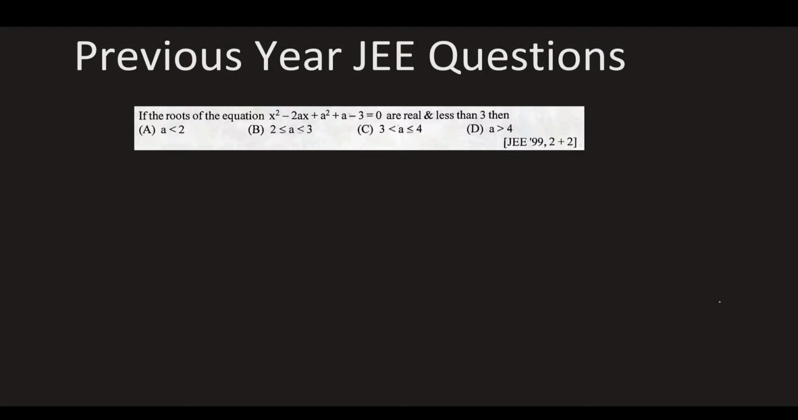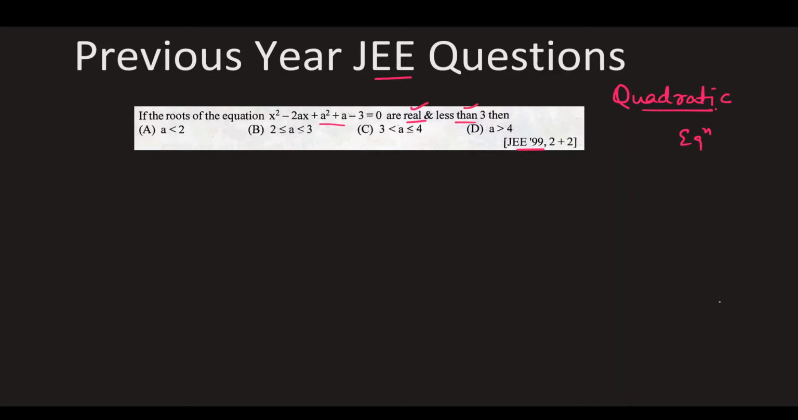Hi there. So today we will be solving some previous year JEE questions of quadratic equations. We have this question from JEE 99 and it says that for x square minus 2ax plus a square plus a minus 3, its roots are real and less than 3. So we have two conditions: that the roots are real and are less than 3.